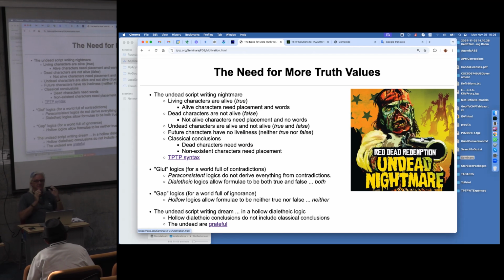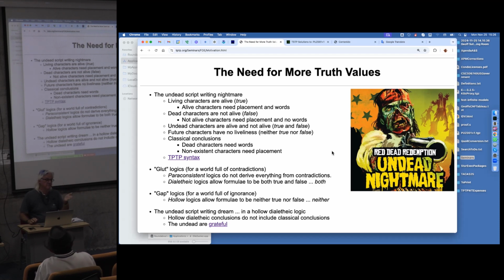And then we can have a logic to describe things. The Walking Dead has that. You have the people who are alive, they are true. The people who are dead, they are false. The Walking Dead, the zombies, are alive and dead, both. And there's people who are not in the TV show, so they are neither. But that's an example.